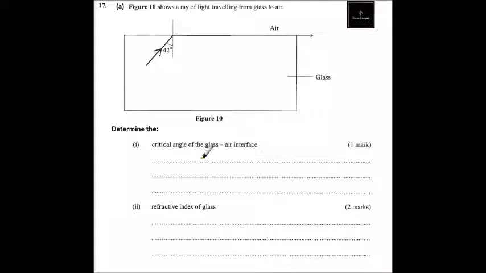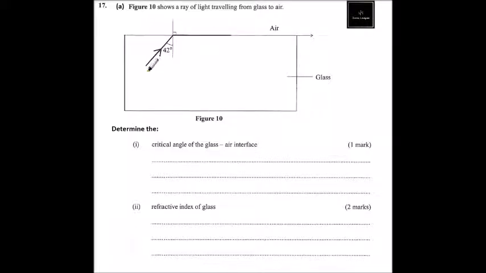Question number 17 A. Figure 10 shows a ray of light traveling from glass to air. So we have this as the incident ray. This is the refracted ray in that direction. And the angle of incidence is 42. So the angle of refraction is 90 degrees. This is 90.